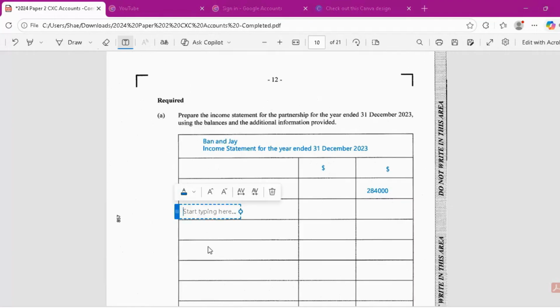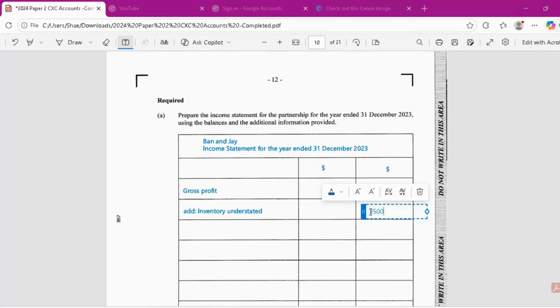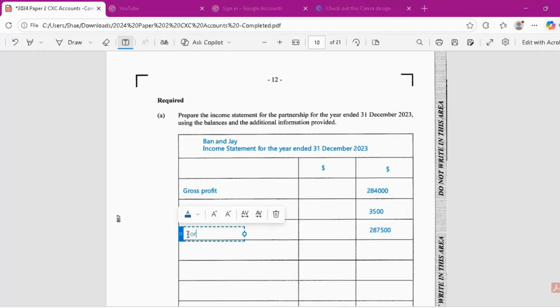So add inventory understated of 3,500, which will give us a total of 287,500. Alright, so that is now the corrected gross profit.